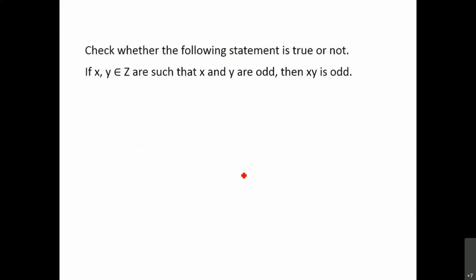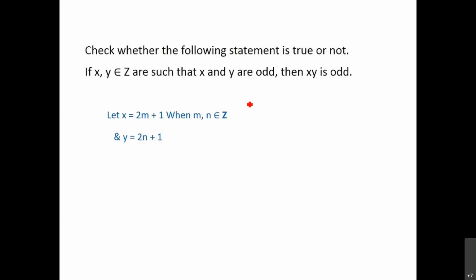So let's start with this. Check whether the following statement is true or not. If x, y belong to Z, and x, y are odd, then their multiplication is also odd. So here we're going to be doing a direct proof. Step one, let x equal 2m plus 1 and y equal 2n plus 1.